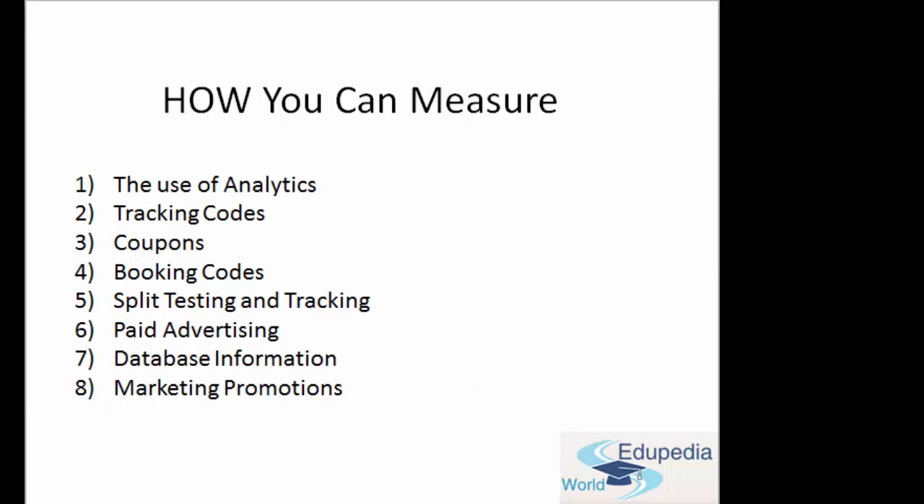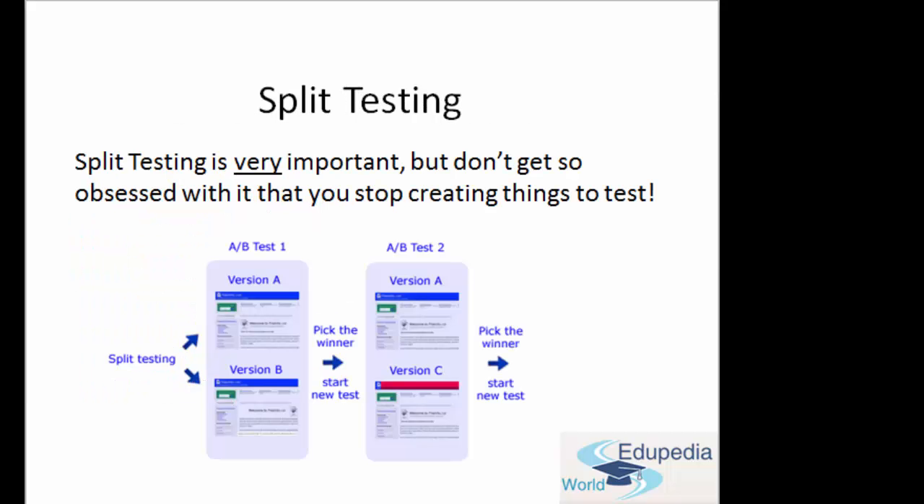So the next thing is, how do you measure? We've talked about the things you can measure, but what we're saying now is, how do you measure? Well, you can use analytics, tracking codes with the coupons and booking codes. You can use certain phone numbers where you know for a fact that your advert, because it rang this number, this is where it came from. Split testing and tracking, which we'll talk about. Paid advertising, database information, marketing, promotion. So via all these different areas, these are very clear places where you can actually measure quite concisely the effectiveness of your advertising and your marketing.